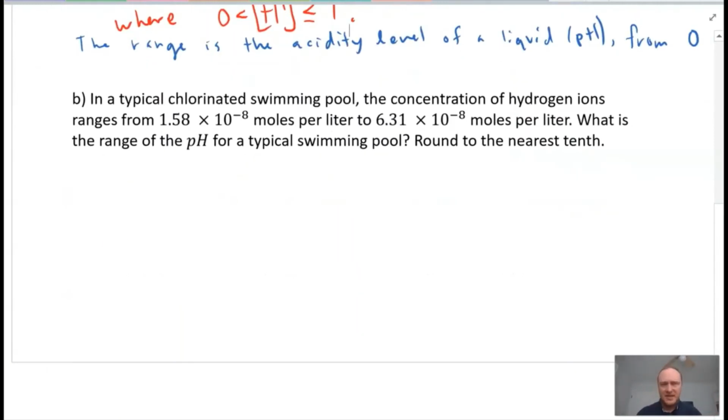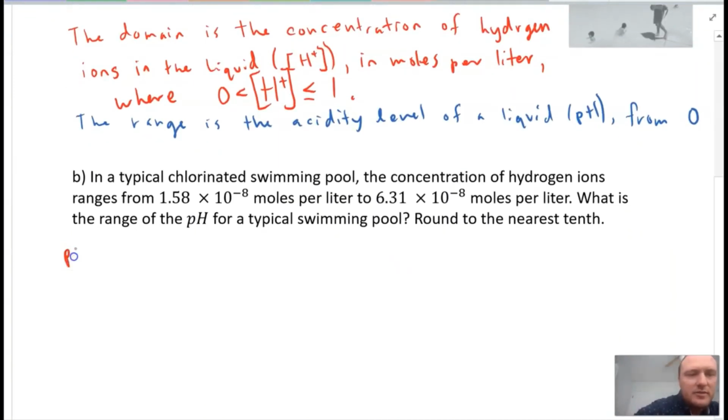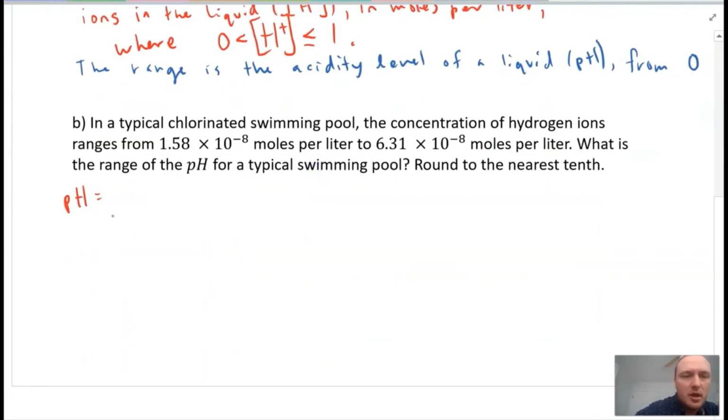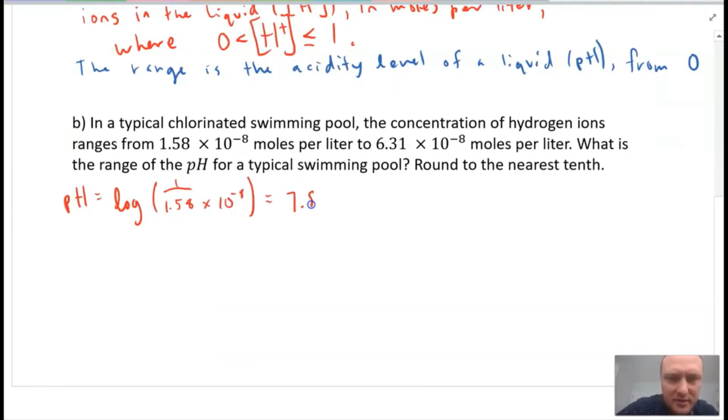All right, so part B says in a typical chlorinated swimming pool, the concentration of hydrogen ions ranges from 1.58 times 10 to the power of negative 8 moles per liter to 6.31 times 10 to the negative 8 moles per liter. What is the range for the pH of a typical swimming pool? So we're going to utilize our formula. pH is equal to log of 1 over, and we'll use our first value, 1.58 times 10 to the power of negative 8. Plugging it into our calculator, we get 7.8. The problem says round to the nearest tenth, so this is approximately 7.8.